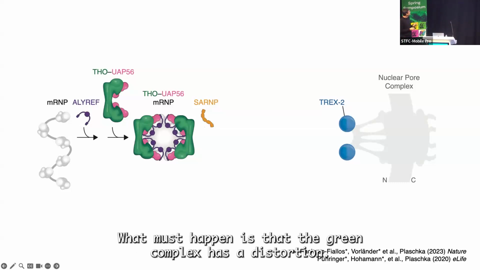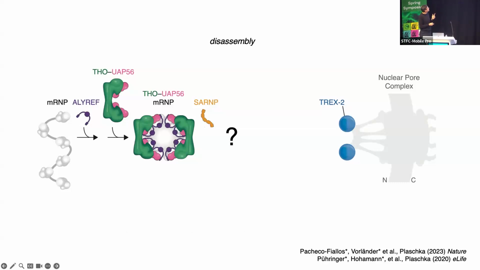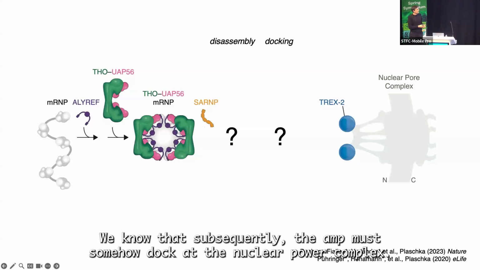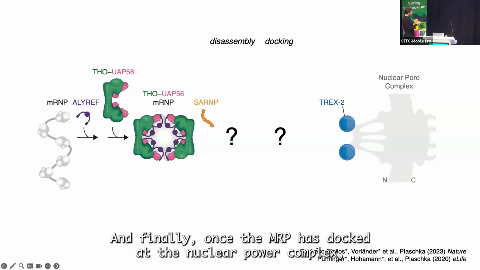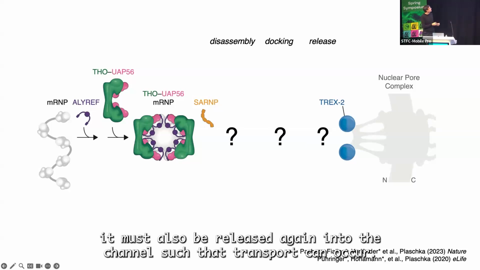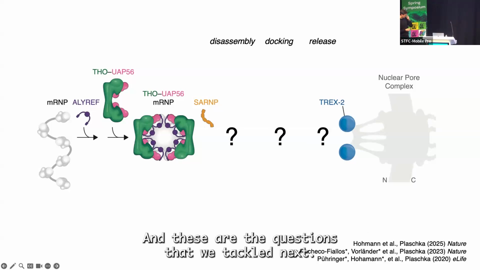What must happen is that the green complex has to dissociate. We know that subsequently, the mRNP must somehow dock at the nuclear pore complex. Again, not in view, but it's there. And finally, once the mRNP has docked at the nuclear pore complex, it must also be released again into the channel such that transport can occur. And these are the questions that we tackled next.